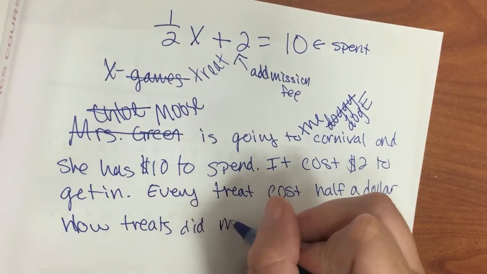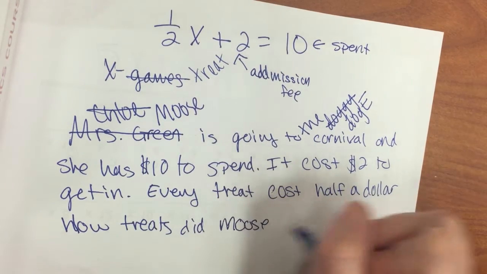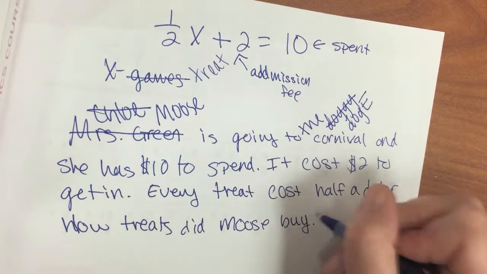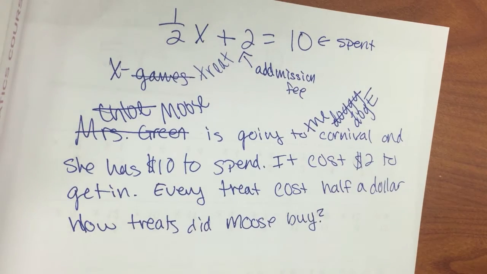Now notice how we're changing it up. That's the beautiful thing about writing your own scenario with equations: you can make it however funny, crazy, or boring. It's up to you guys. You make it however you want, but I made it fun. It represents what we're doing.